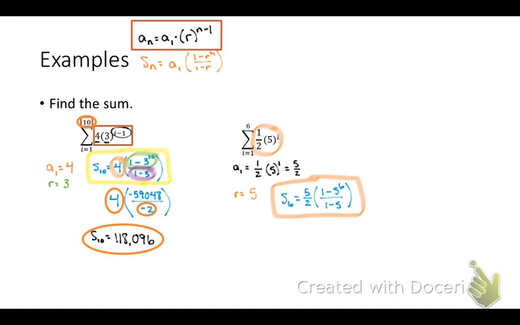So 1 minus 5 to the 6th power is negative 15,624. Then I will divide by a negative 4. Then I will take that and multiply it by 5 halves, or 2.5, and get a total of my first 6 terms as 9,765.